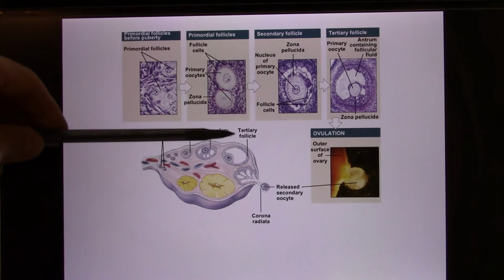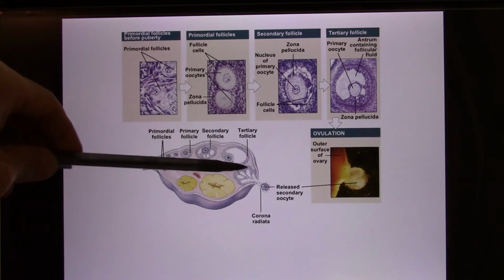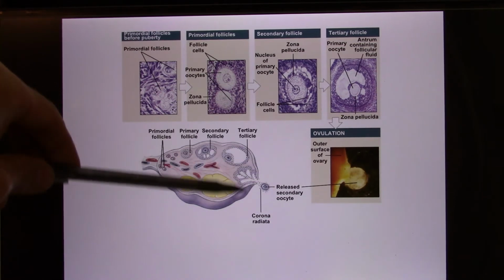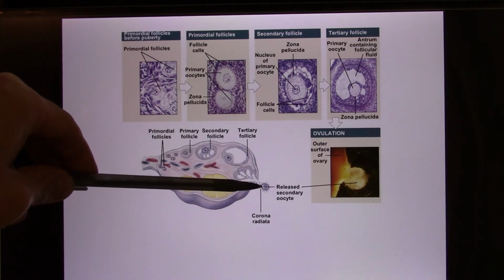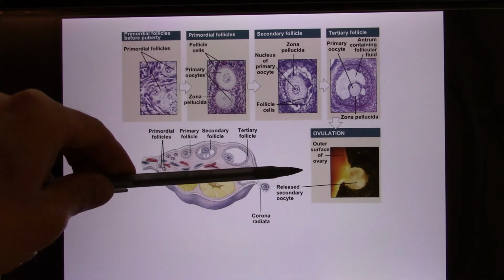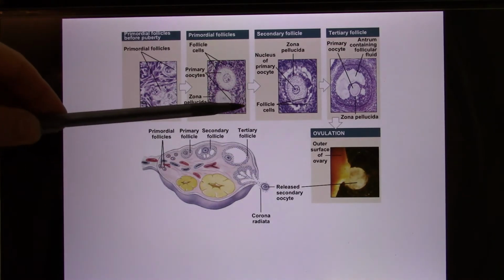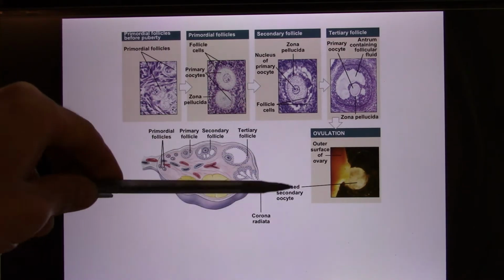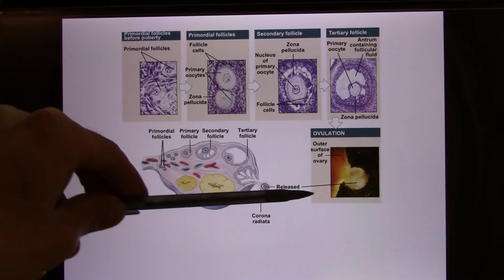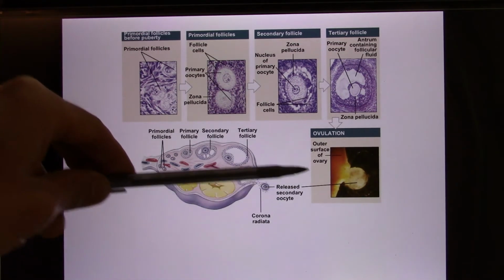One will keep developing to the tertiary follicle, and something happens. That's this, ovulation. So ovulation happens in about 2 weeks, in the middle of the whole process. And this egg is going to go to the fallopian tube. So the infundibulum, those finger-like structures of the fallopian tube, will come here, and when ovulation happens, this egg automatically goes into the fallopian tube.